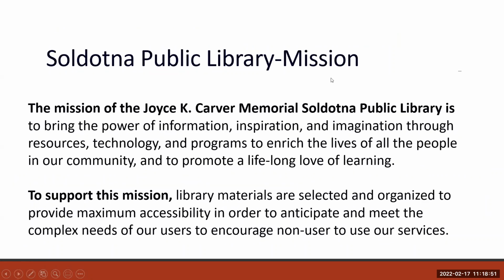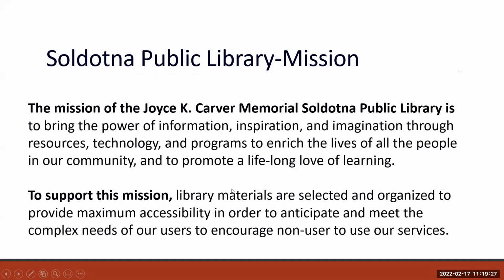In the Soldotna Public Library, in the purpose area of their CD policy, they state the mission of the Joyce K. Carver Memorial Library and talk about what it is. And then down below that, they say to support this mission, library materials are selected and organized to provide maximum accessibility in order to anticipate and meet the complex needs of our users and to encourage non-users. I think there's supposed to be an S there, to use our services. So it's a little bit different.